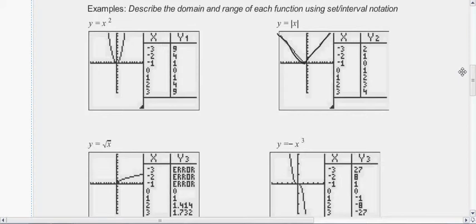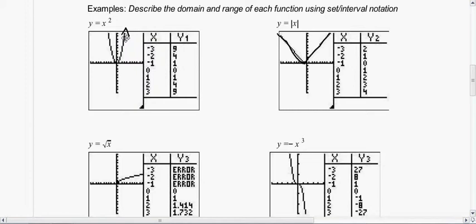So let's start off with y equals x squared. The graph is a parabola, and then I've got a table of values over on the right. My graph, when I'm looking at it, I'm noticing that it looks like I've got all the x values. And what I mean by that is that on the right side, as I keep going, I can pick any number over here on the right side and plug it into my function x squared and get a y value.